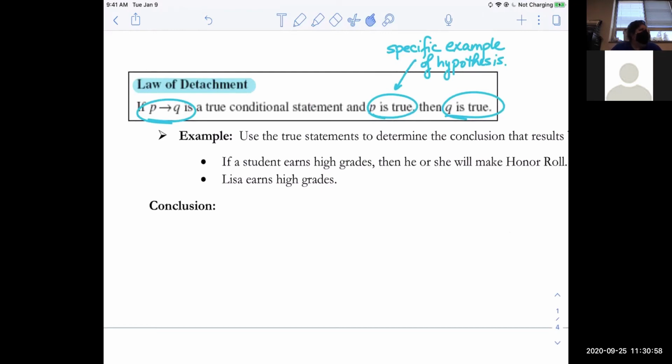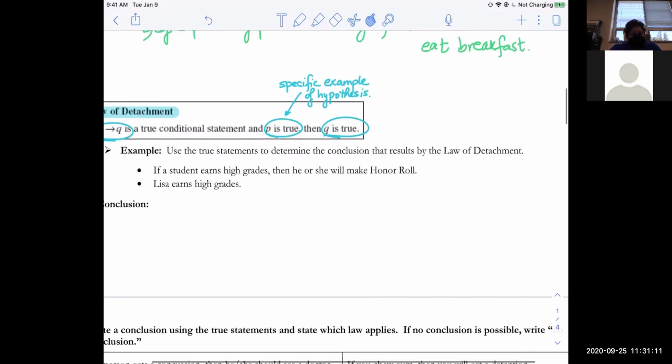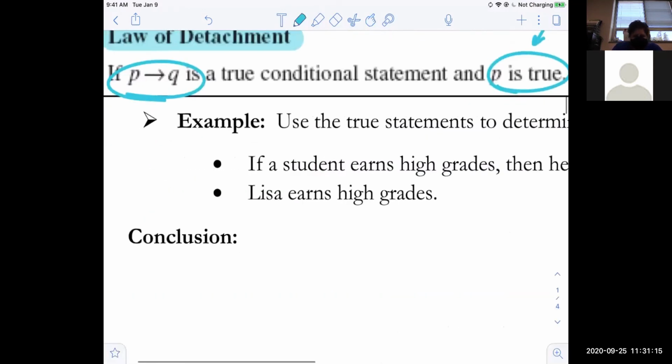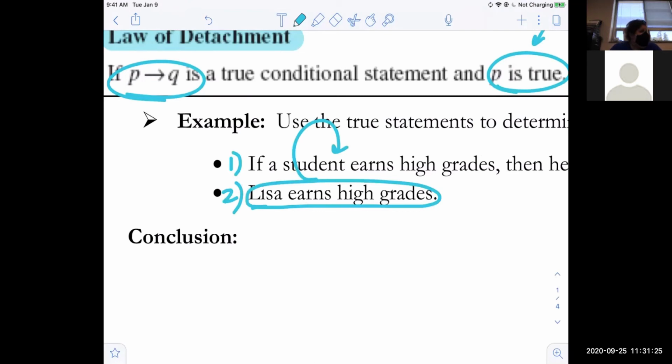When we're doing these problems, sometimes when I try to use real life examples, it's a little bit shaky as to whether it's true or not, but I'm going to assume that these are true statements. If a student earns high grades, then he or she will make honor roll. There's your if-then statement. Your second statement is Lisa earns high grades. See how this is a specific example of a person who earns high grades. It's a specific example of the hypothesis.